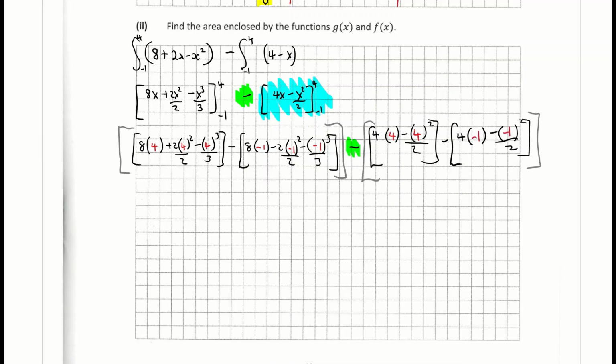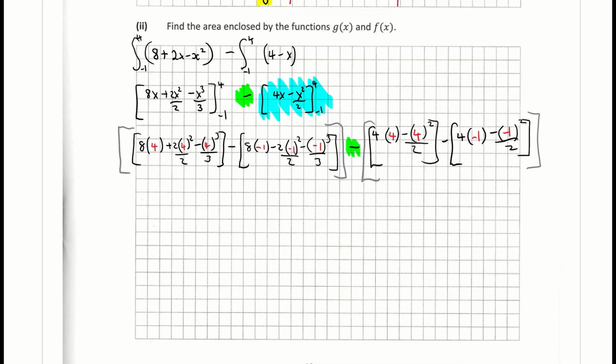Now, you do know hopefully that you don't have to use your constant here, because if we put a constant in both of those brackets, you would have c minus c, and they will cancel out. So we don't need our constant here. Okay, so working these out, let's see what we get.